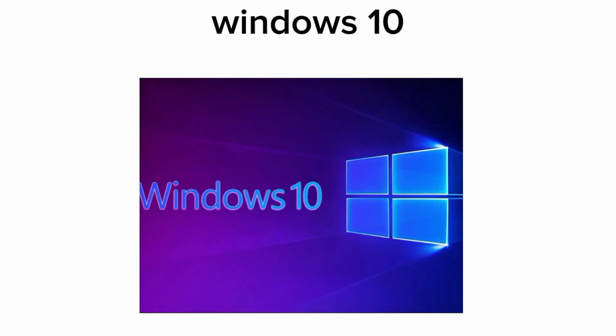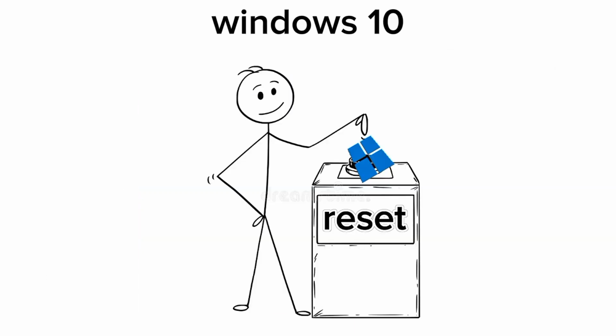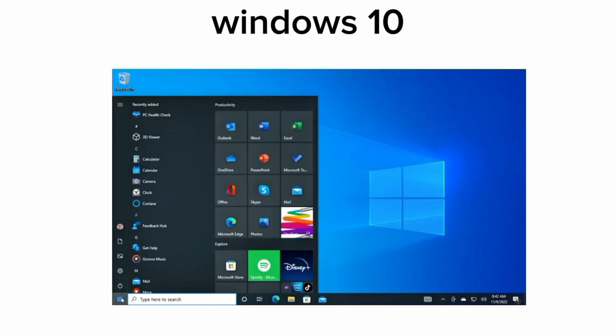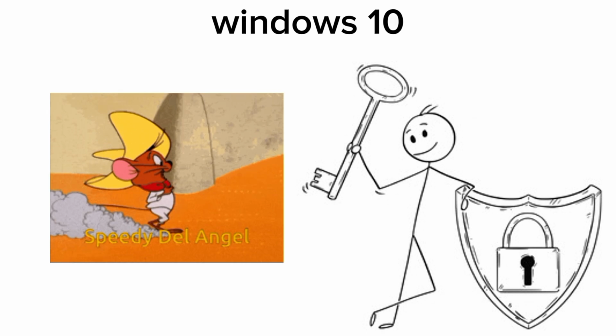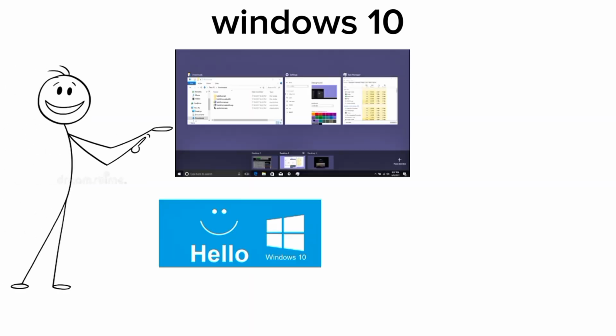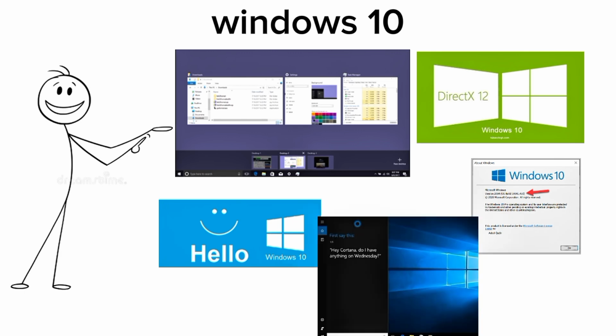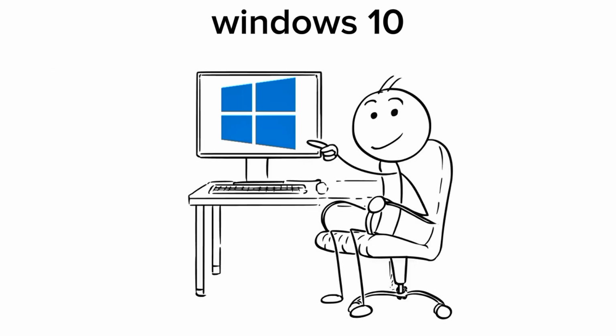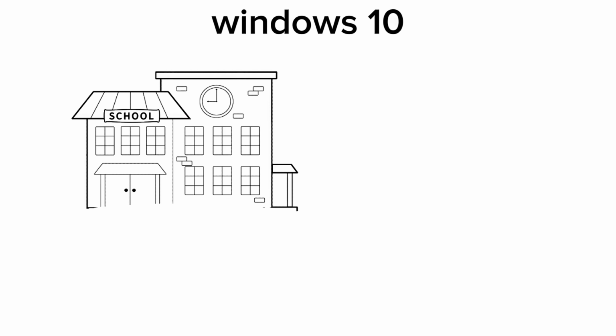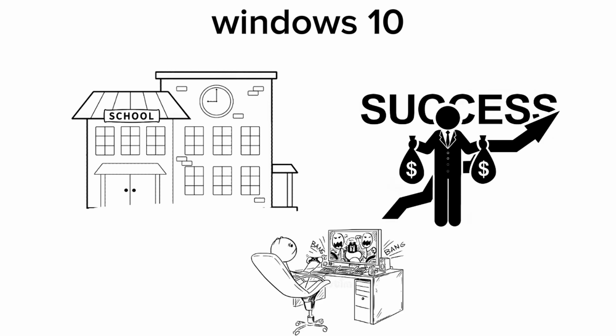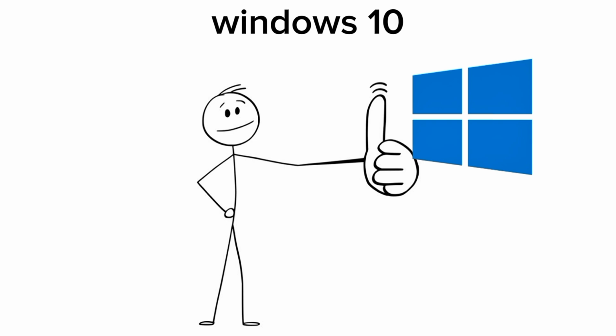Windows 10 was the reset button. It brought back the Start menu, blended tiles and apps, and focused on speed and security. It introduced virtual desktops, Windows Hello, DirectX 12, a modern update system, Cortana. It became the main Windows version for almost 10 years. Schools, businesses, gamers, everyone stuck with Windows 10. Its long lifespan made it one of the most important OS releases ever.